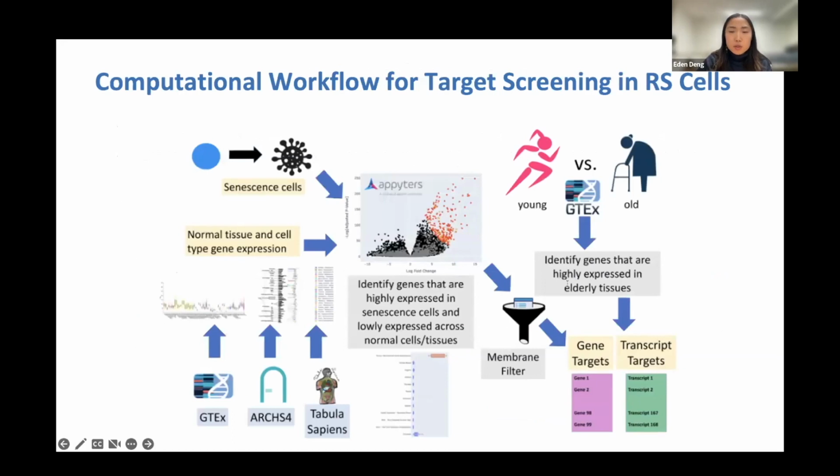So as an overview, the aim of this study was to identify senescence targets using the Appyter. Our workflow was to first process some senescent samples against a few different backgrounds of normal human cells and tissues at both the gene and transcript levels. And then we validated these targets by looking for an association with aging using data from the GTEx consortium.